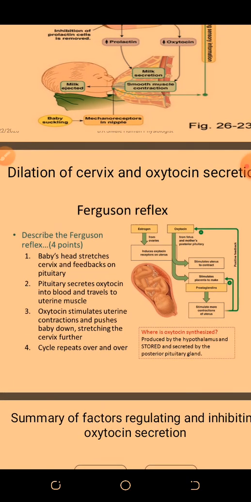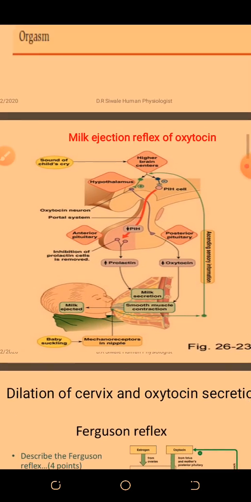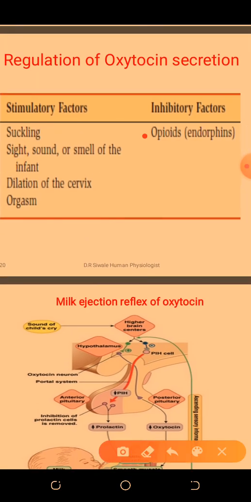So there's another factor we said: oxytocin is also inhibited by endorphins. Okay, the endorphins, when they are released from the pituitary gland in response to pain, act on both the central nervous system and the peripheral nervous system.